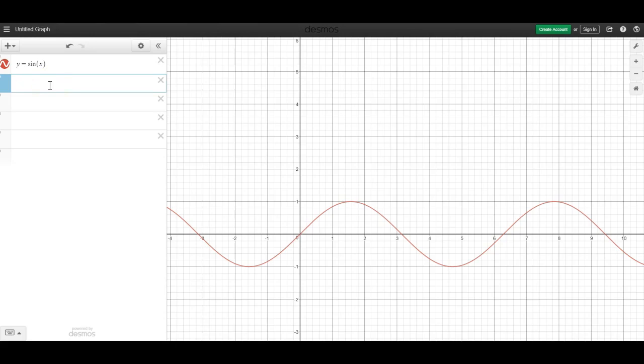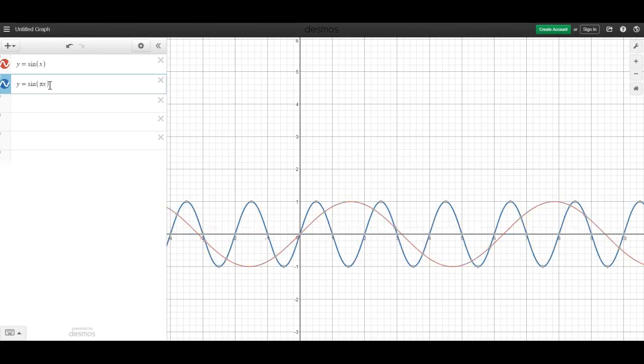Now, the first part of the transformation, we want to deal with pi x, the pi portion. So we have y equals sine of pi x. And you should be familiar with this, that multiplying by a constant inside the parentheses changes the period. To find the period, you divide by the thing we're multiplying by. So the period goes from 2 pi, and then you divide that by pi, you end up getting a period of 2.